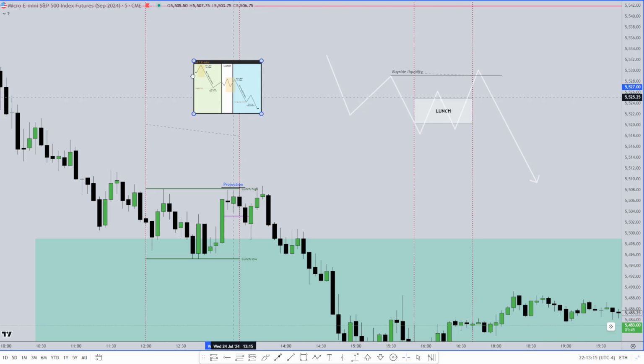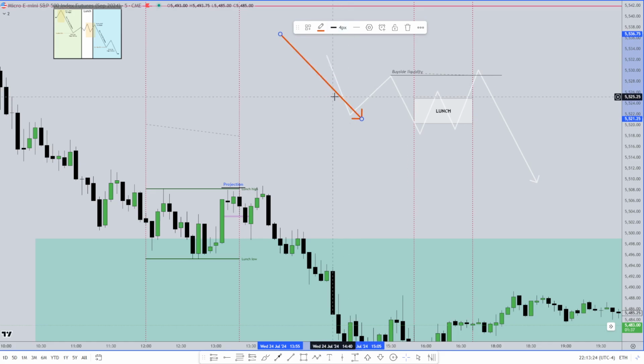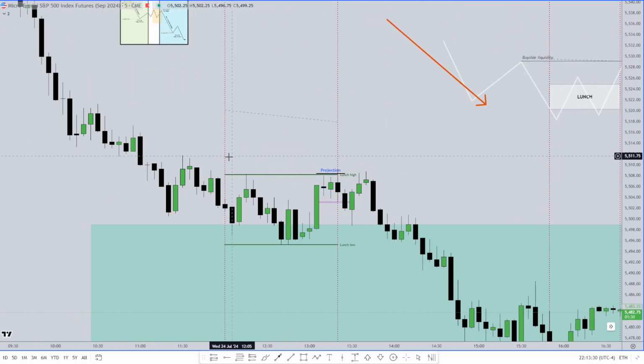So we got it, right? Buy side to be swept. We're looking for a bearish market and buy side to be swept. We need to have a bearish market proceeding in the AM, leaving some sort of high, and we're looking for that buy side to be swept. Check. So here we go.